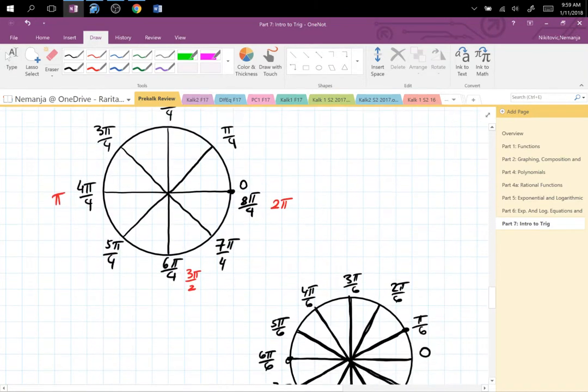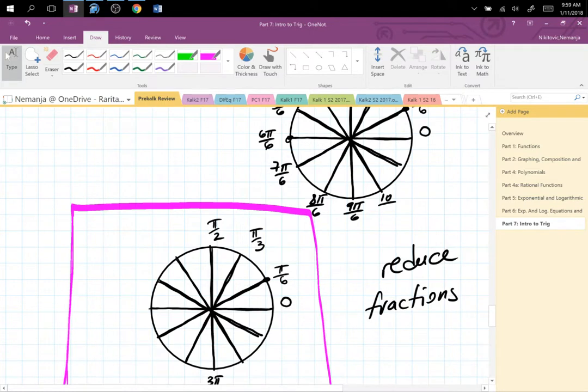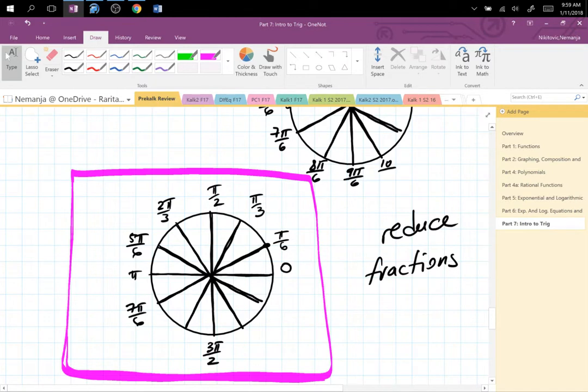We have a syncing issue here, so we lost all of these numbers. I have to put them back. Let me just fill this in. 2 pi over 3, so that's 6. So this is 5 pi over 6, 7 pi over 6, 4 pi over 3, 5 pi over 3, and then 11 pi over 6, and finally 2 pi.